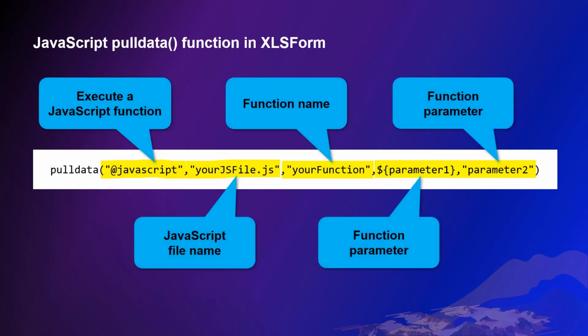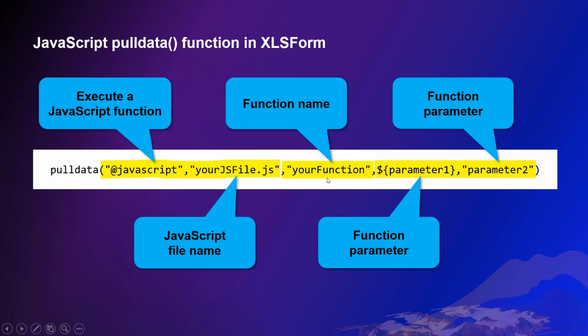This is the explanation of the XLSForm sentence that invokes the JavaScript function. pulldata, again. JavaScript is the first parameter. This tells pulldata, hey, I want to execute a JavaScript function. Second parameter is the file that contains your function. And remember, where is this file? In the scripts folder of your survey directory. And then within this file, you are going to call this function, right?